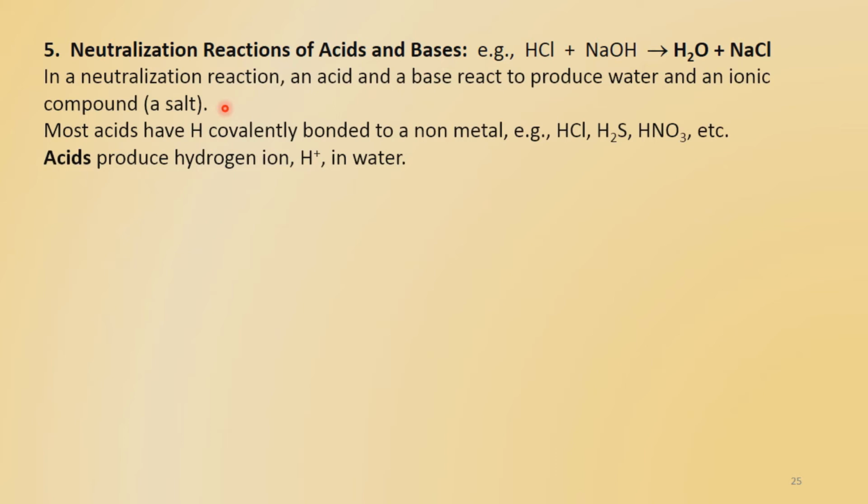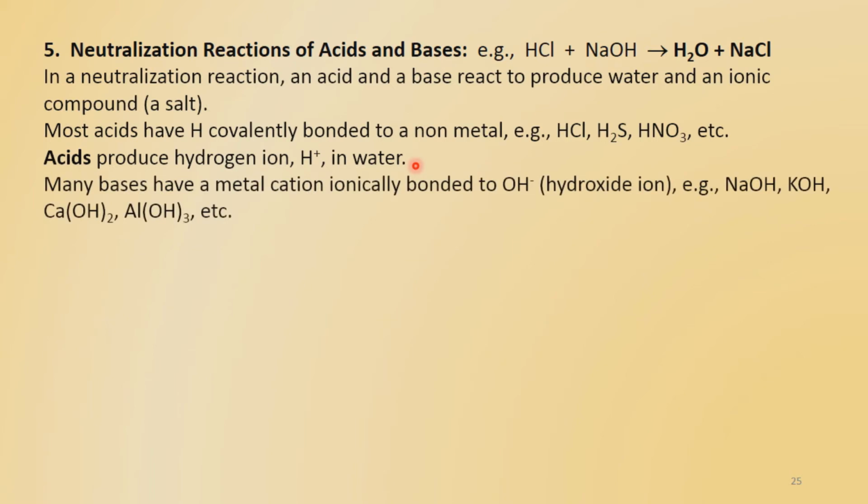Now what's an acid? Well, most acids have hydrogen covalently bonded to a nonmetal, as for example in hydrogen chloride, hydrogen sulfide, or hydrogen nitrate, which we call nitric acid. The bottom line is that acids produce hydrogen ion in water. Now many bases have a metal cation ionically bonded to a hydroxide ion. For example, sodium hydroxide, potassium hydroxide, calcium hydroxide, aluminum hydroxide. Not all fit this description, but the bottom line is that bases produce hydroxide ion in water.